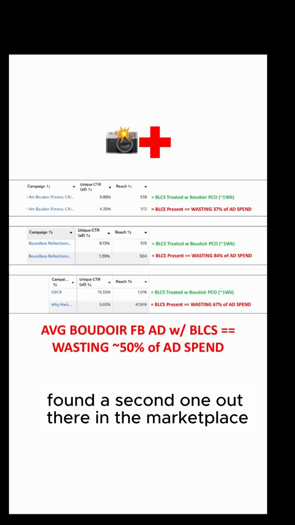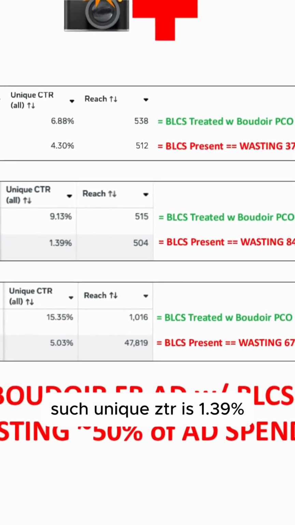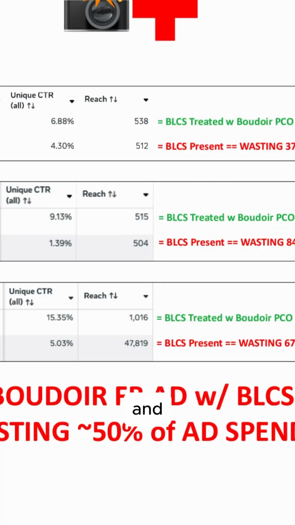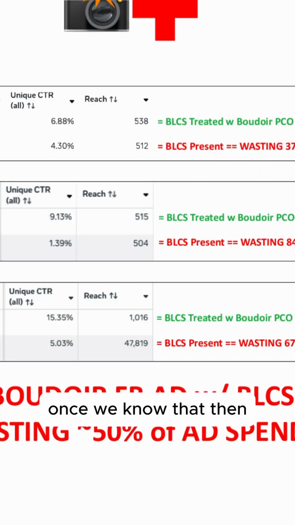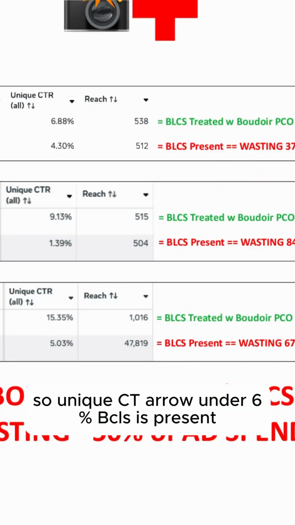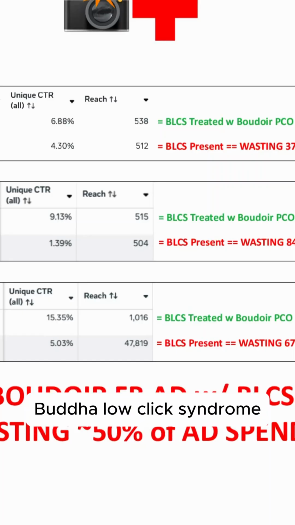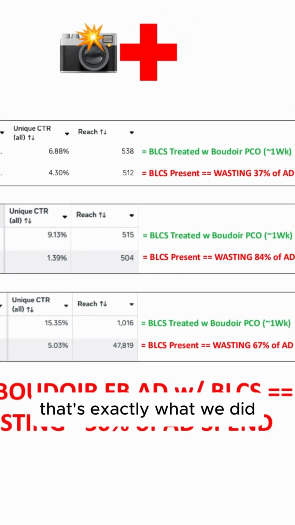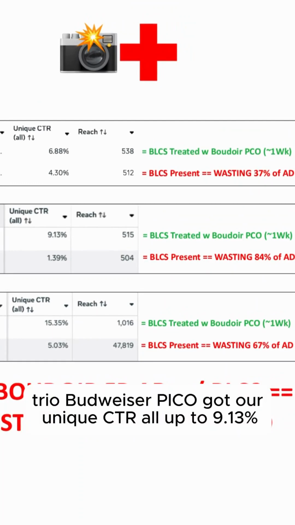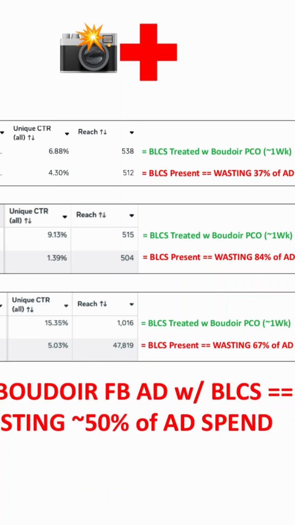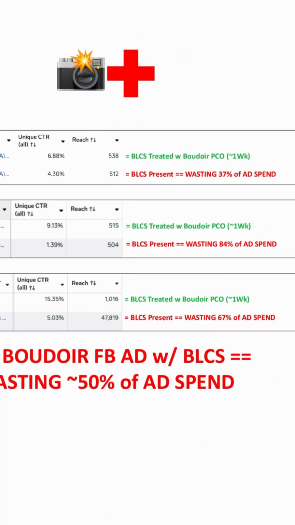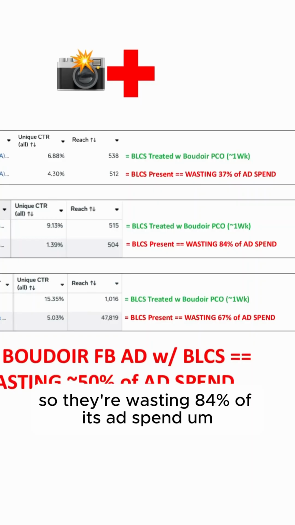Second part of my residency, found a second one out there in the marketplace. Its unique CTR is 1.39%. So we know that BLCS is present. Unique CTR under 6%, BLCS is present, Boudoir low click syndrome. Then we know we can treat it with Boudoir Pico. So again, that's exactly what we did. Treated with Boudoir Pico, got our unique CTR up to 9.13%. So we found out the original Boudoir Facebook ad was wasting 84% of its ad spend. So literally wasting 84% of its ad spend.